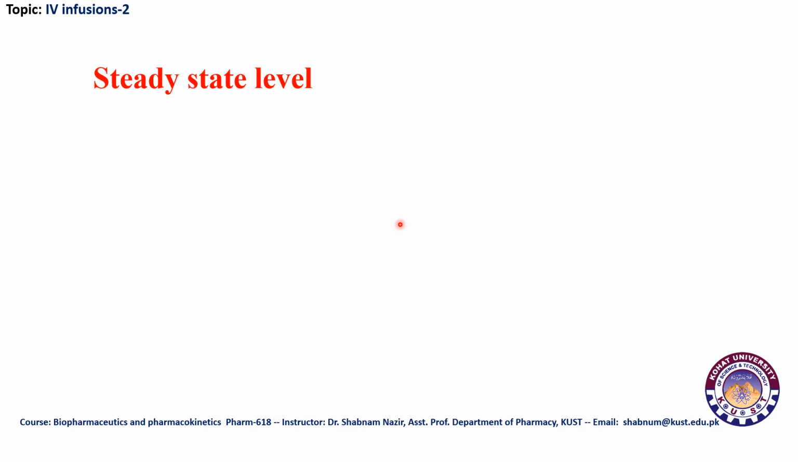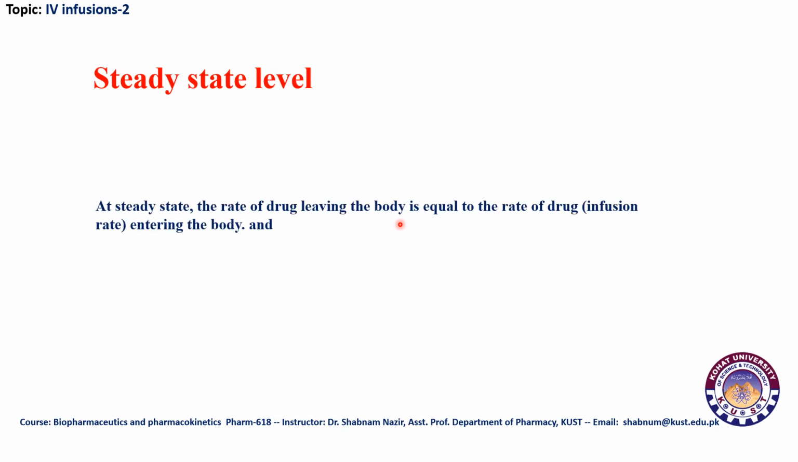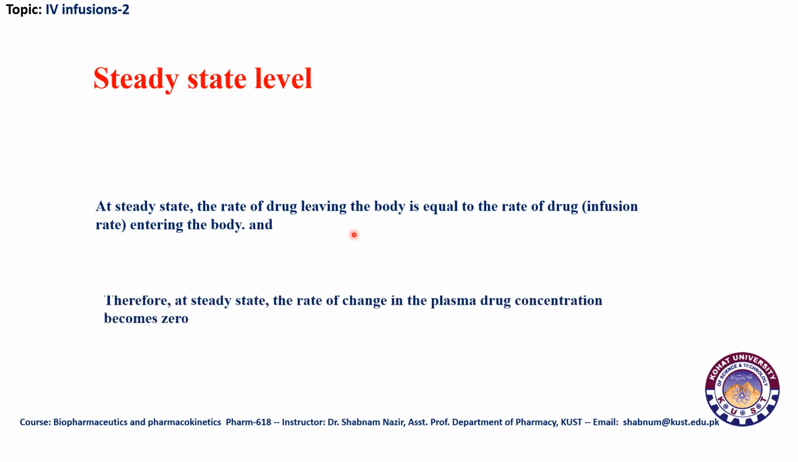So at steady state, the rate of drug leaving the body is equal to the infusion rate entering the body. In the previous lecture too, we discussed that a steady state level is that state or level when the rate of input becomes equal to the rate of output. And when this happens, at the steady state, the rate of change in the plasma drug concentration becomes zero. There is no change in the concentration, and it is just stable.